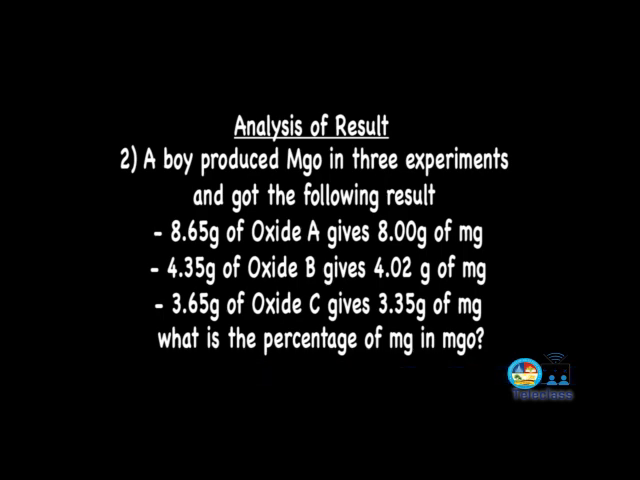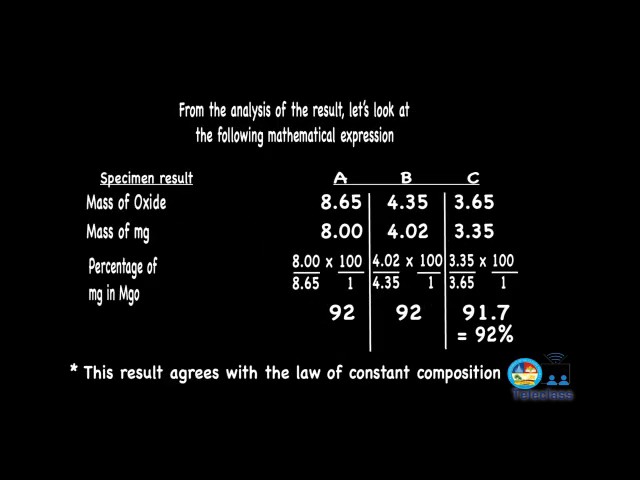So the same thing with the other one, in the analysis, you draw the table, putting the mass of oxide in sample A, sample B, sample C. In sample A, we have mass of oxide 8.65 grams, sample B 4.35 grams, sample C 3.65 grams. The mass of magnesium in sample A, we have 8 grams, in B we have 4.02 grams, in C we have 3.35 grams. Now the question, what is the percentage of magnesium in magnesium oxide?